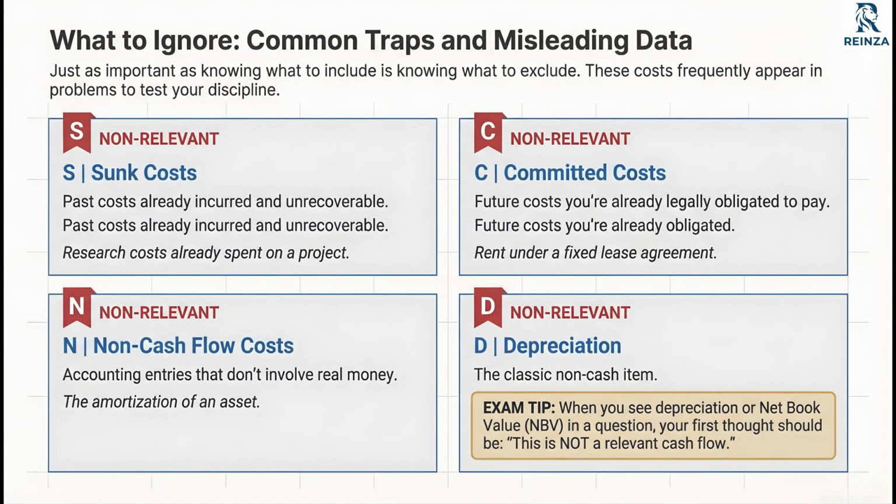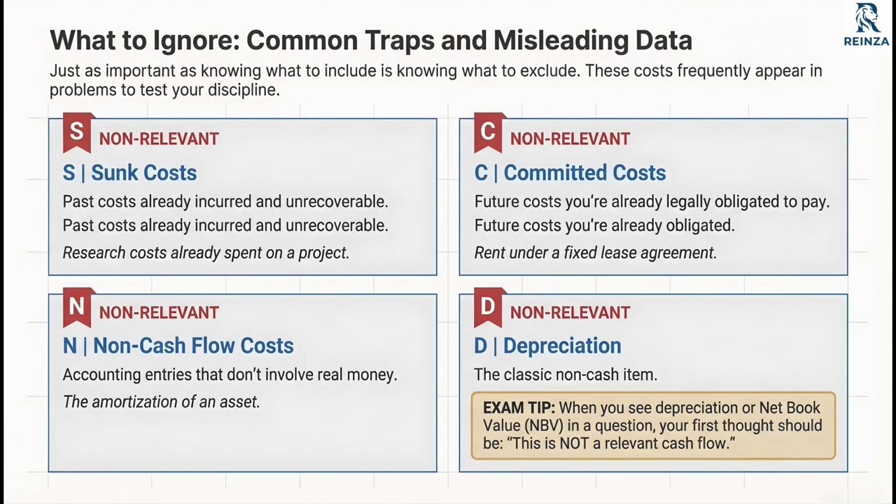Just as important as knowing what to include is knowing what to exclude. These costs frequently appear in exam questions specifically to test your discipline. Let me introduce you to the SCND shield. That is SCND. S stands for sunk costs. These are past costs, already incurred and unrecoverable. Think of research costs already spent on a project. No matter what you decide now, that money is gone. You cannot get it back, so it should not influence your decision.